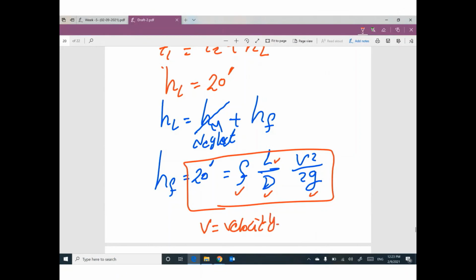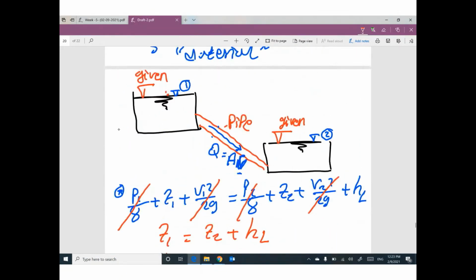This velocity of flow is the velocity of flow inside this pipe. Once you get this velocity, I know what is the area of this pipe. If you multiply the two terms, I can figure out the discharge.